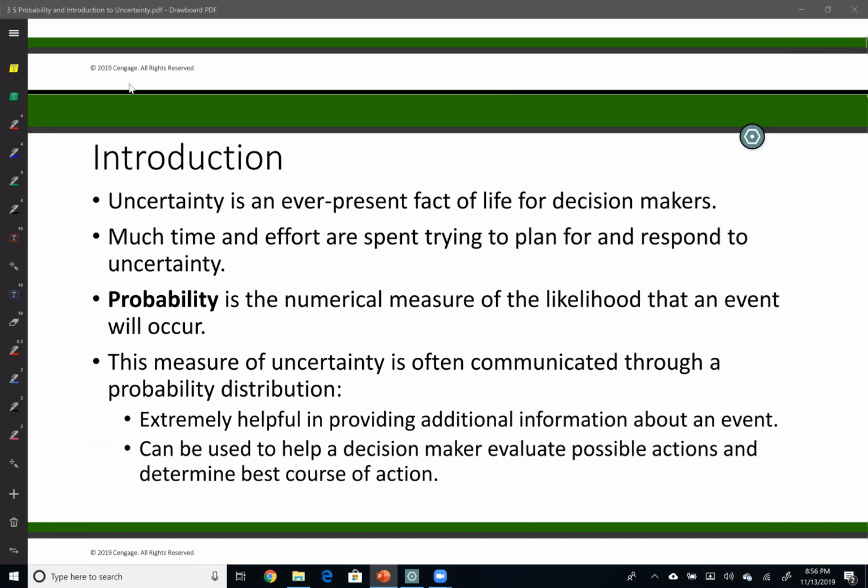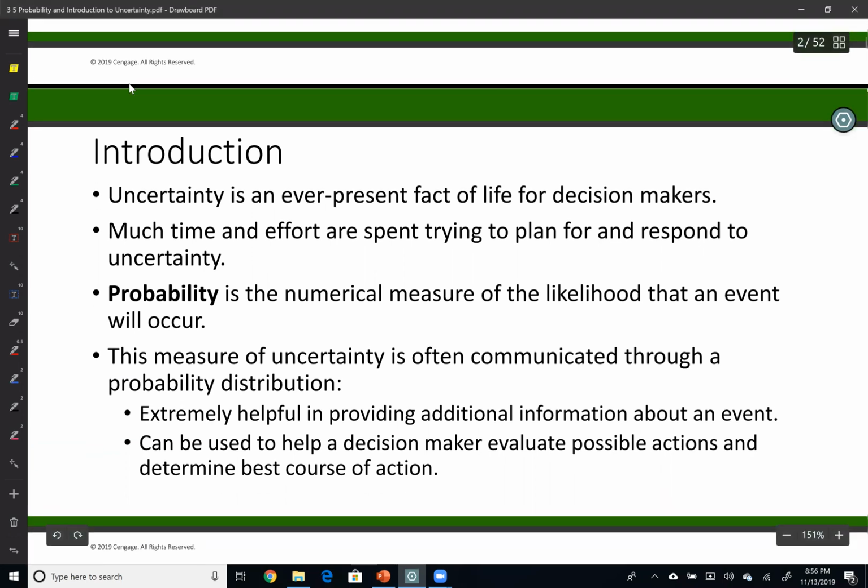And I define risk as the probability of an undesired outcome to occur. All right, so it's a numerical measure and it shows the likelihood of an unwanted event to happen if it's a risk. And we communicate the uncertainty through probability distribution. It's very helpful because then we can understand all the possible situations in our model.